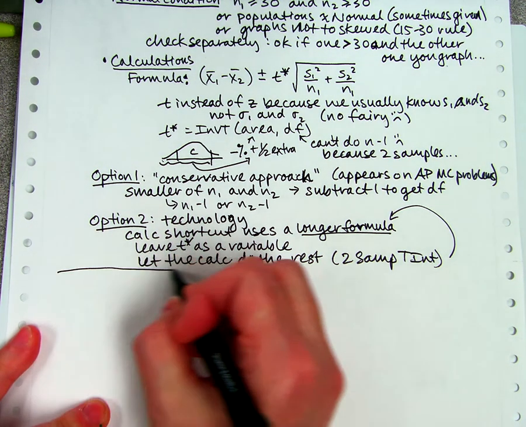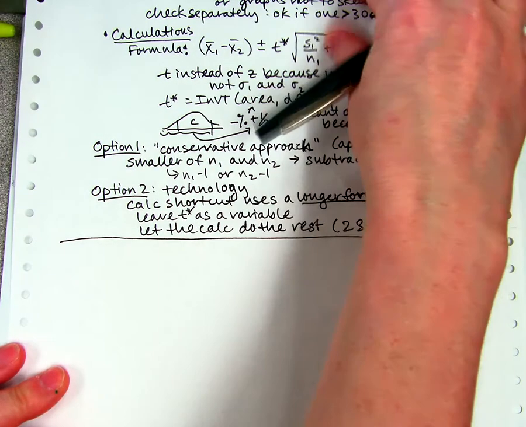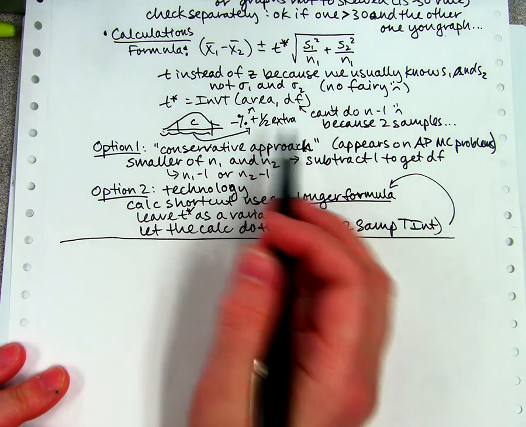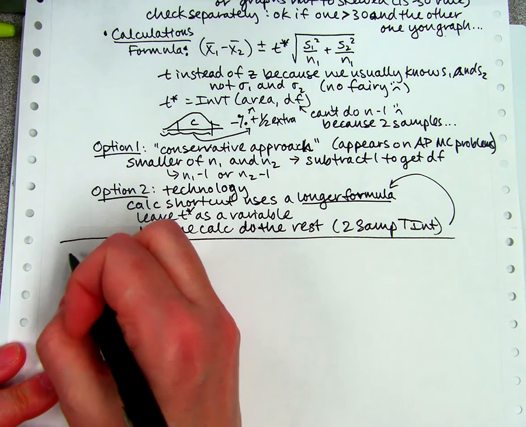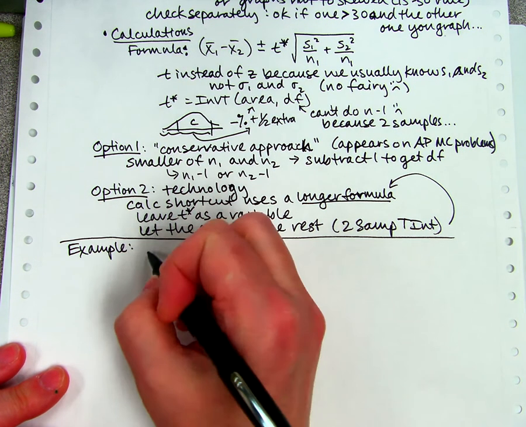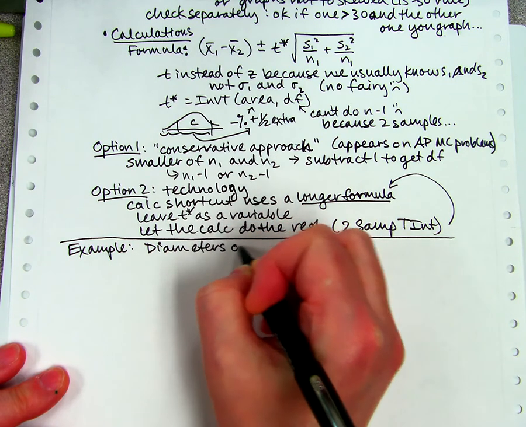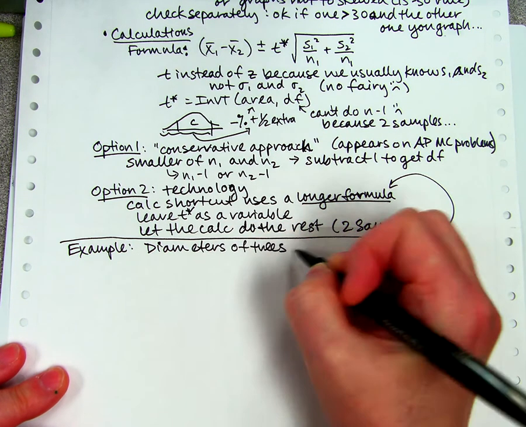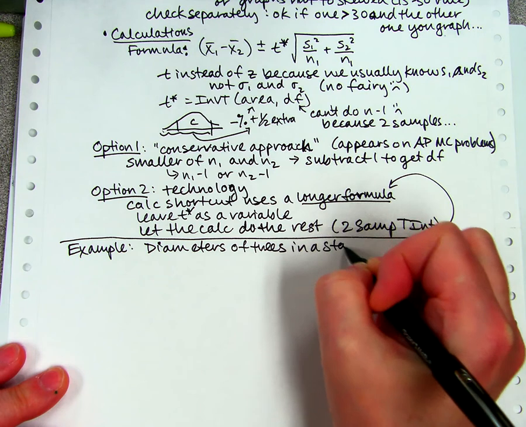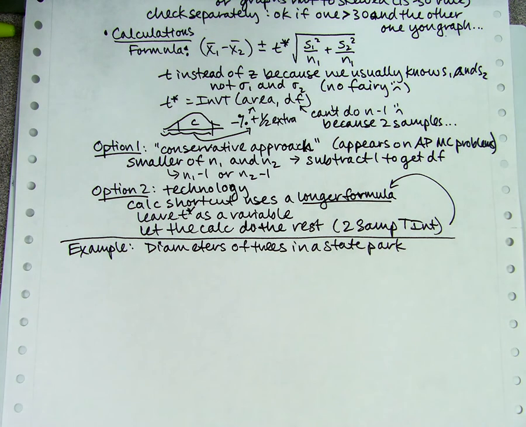So those are the picky details. Everything else is a lot like what we've done before. So it's mostly just those 2 changes and the fact that you have to deal with T star, which is a pain. So here's an example. Forestry this time. We are measuring the diameters of trees in a state park, and we're wondering if it seems like the north end of the park is different than the south end of the park, and we're trying to find an estimate of how different they are exactly.